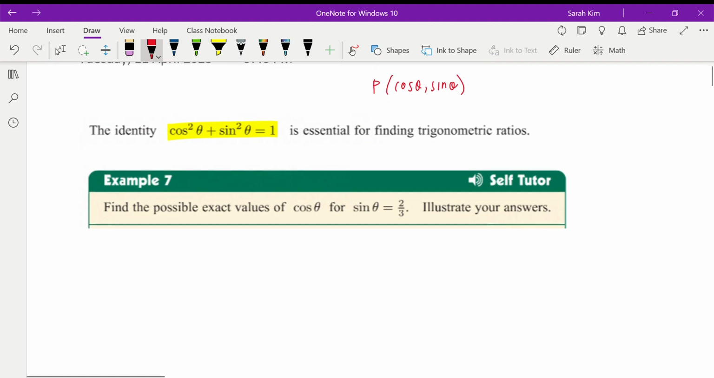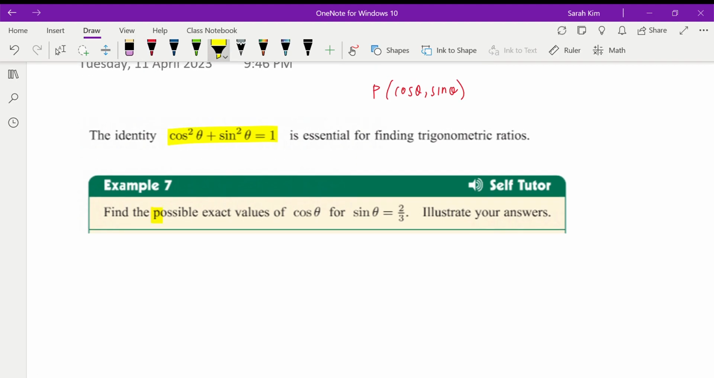Okay, so what we're going to do is find possible exact values, so not decimal, exact values for cos theta if sine theta is 2/3. So that's a fact that we know. So possible exact values, probably there's going to be more than one answer. So let's have a look at illustrating that answer once we figure it out.